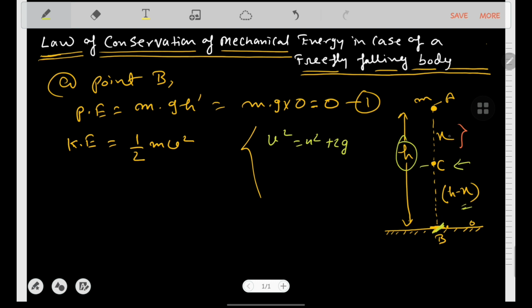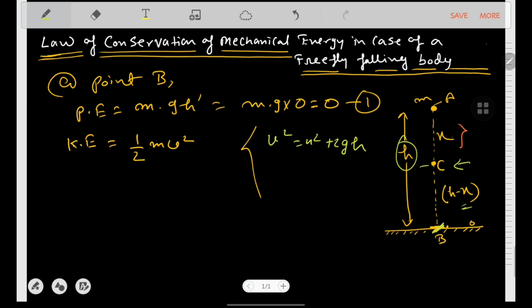Now we don't have to write that x or h plus h minus x, otherwise you can do that also. If you write the total distance covered by the object from point A to B, it will be x plus h minus x. So the x's will cancel out and the remaining height will be h only. It means the total height h has been covered. So we can write 2gh here right now, at this point B I am saying.